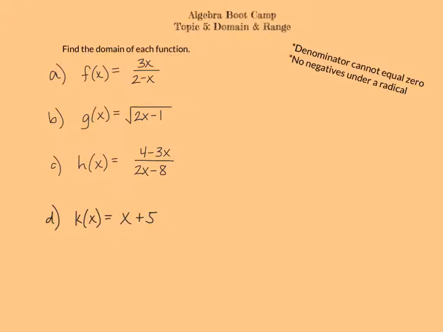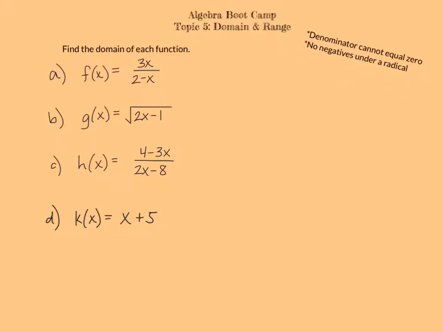So if you just look at A, we don't care about the numerator. The numerator can equal whatever, doesn't matter. It can equal 0, that's fine. But the denominator can't, right? We can't divide by 0. So if you just look at this denominator, you can clearly see the value of x that makes it 0 is 2. So we can include everything but 2.